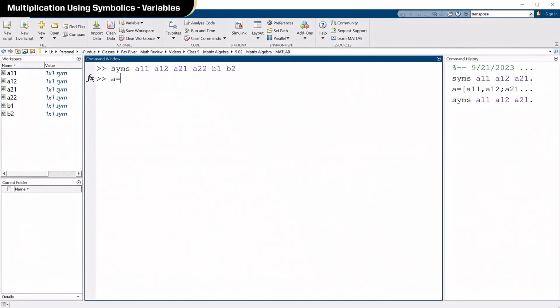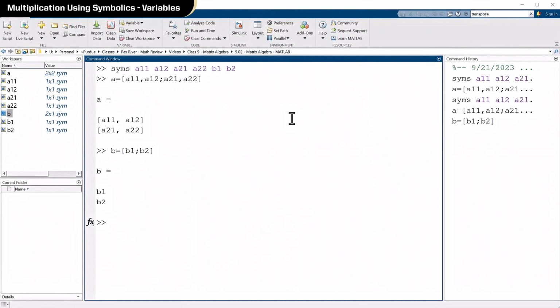And let's define a matrix A that's symbolic. There it is. And let's define B. And remember that the comma separates elements along a row, and the semicolon starts a new row. So there we go. There's A and B. I can say A times B if I want to. There it is.